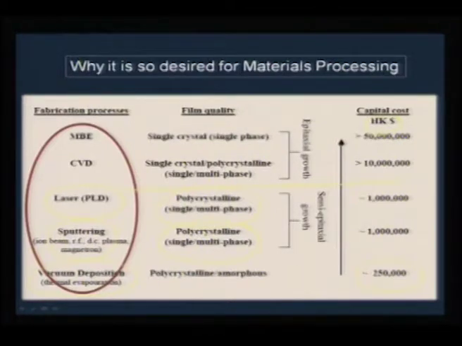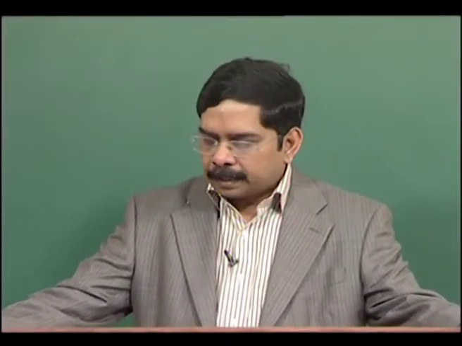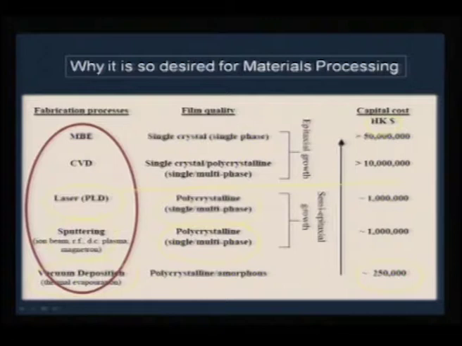CVD, for example, chemical vapor deposition, and molecular beam epitaxy, they are of a higher value, but they usually guarantee epitaxial growth, meaning the film will always be single crystalline. You won't see any polycrystalline phases. Therefore, to get a single or a multi-phase product, you need to choose what sort of deposition technique you would look for.